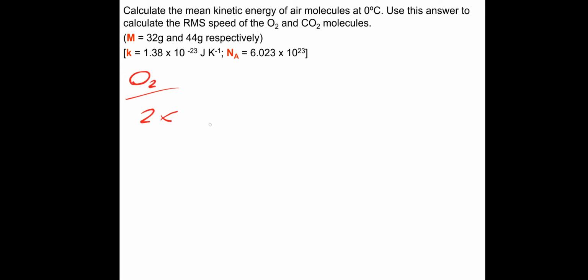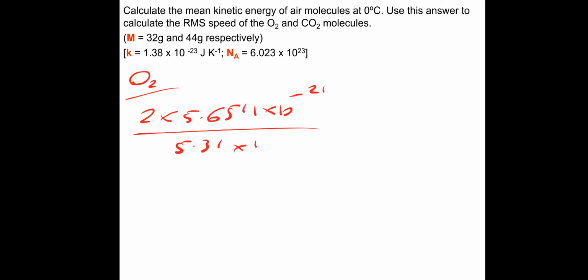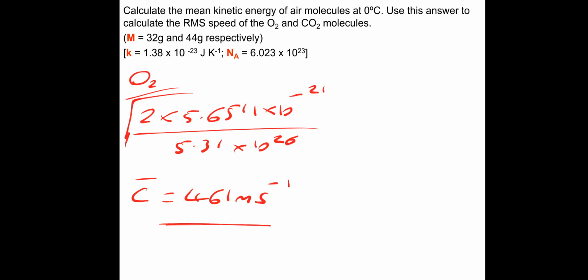So 2 times the energy, which we got earlier, is 5.6511 times 10 to the minus 21 divided by the mass, which we calculated for O2, 5.31 times 10 to the minus 26, and then square root. And that gives a velocity, or speed actually, should I say, c bar, which equals 461 meters per second.